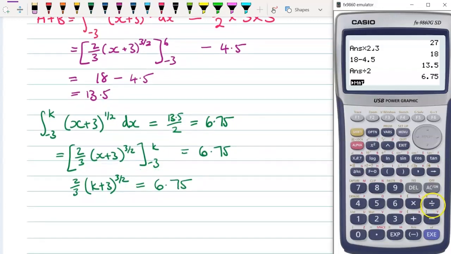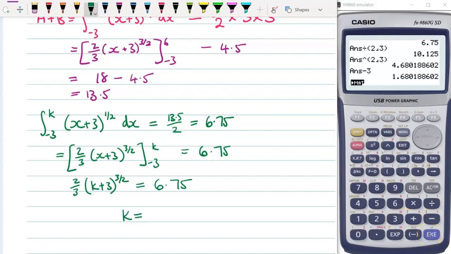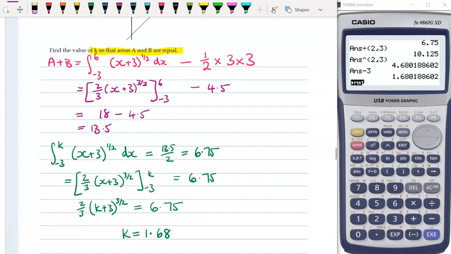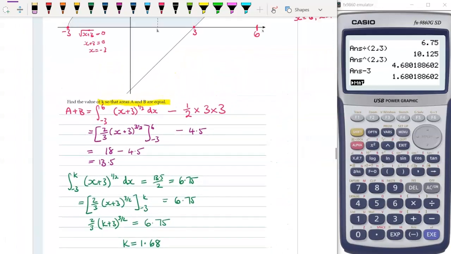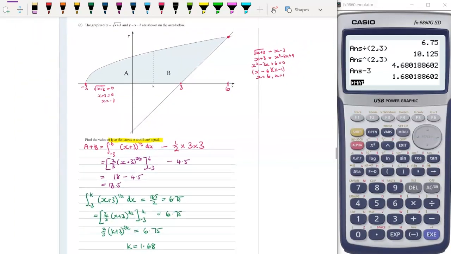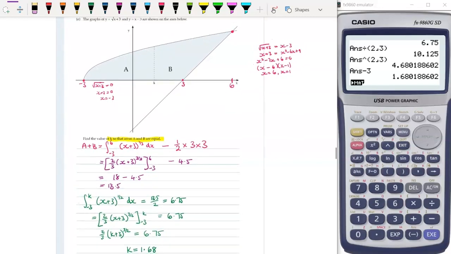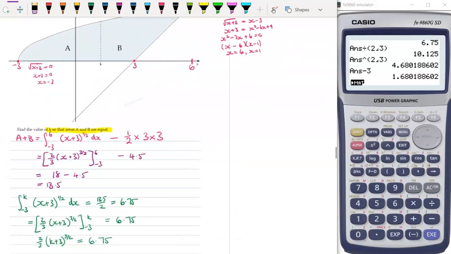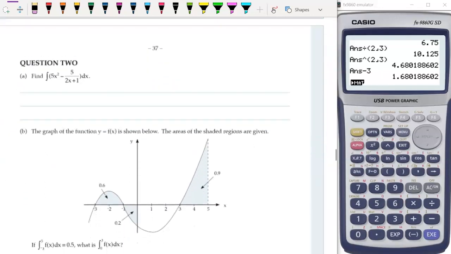So if we take 6.75, divide it by 2/3, then we'll raise the power to 2/3 to undo the 3 over 2 power, and then take off 3. So k equals 1.68. You can also put that last bit into an equation solver if you don't like to work through the steps manually like that. And I'll just squeeze this so you can see it all on one screen at the same time. There we go. And on to question 2.